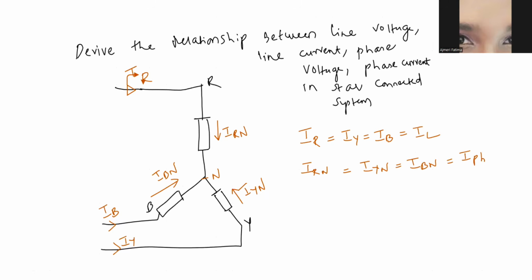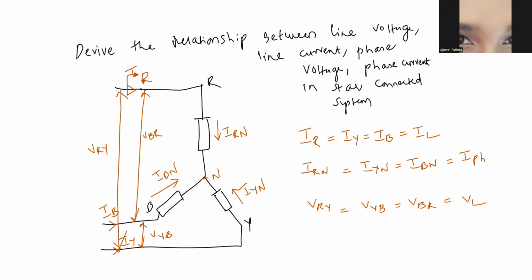Let me quickly write what are the voltages. From R to Y it would be VRY, from Y to B it would be VYB, and from B to R it would be VBR. So I can write VRY is equal to VYB is equal to VBR. That would be our line voltage.